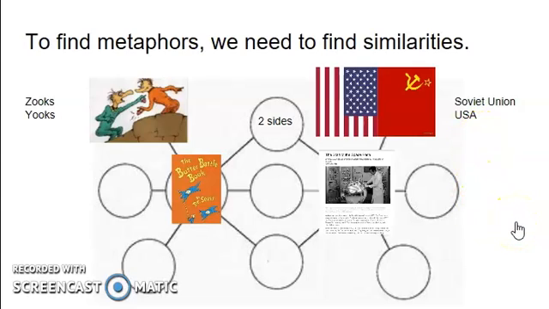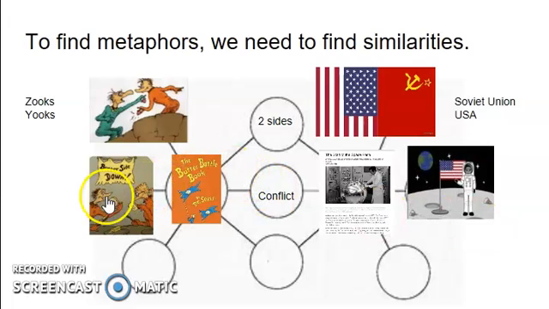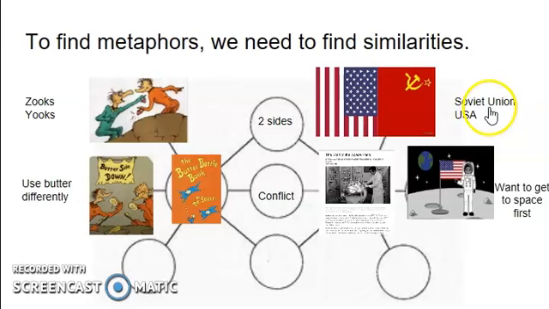What else is similar? What else is the same? The conflict. Remember, conflict is a synonym for problem. So what is the problem in the butter battle? The problem in the butter battle seems to be different from the problem in the space race. The problem in the butter battle is that both sides, the Zooks and Yooks, use butter differently. One uses it on the top and one uses it on the bottom. The conflict in the space race is that both the Soviet Union and USA want to get to space first.